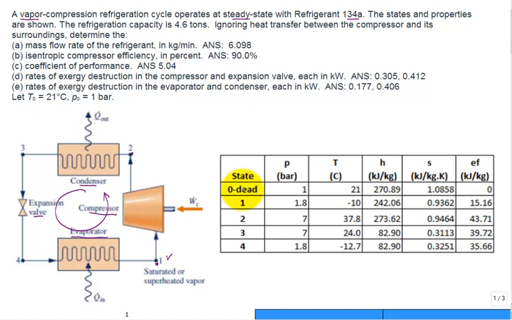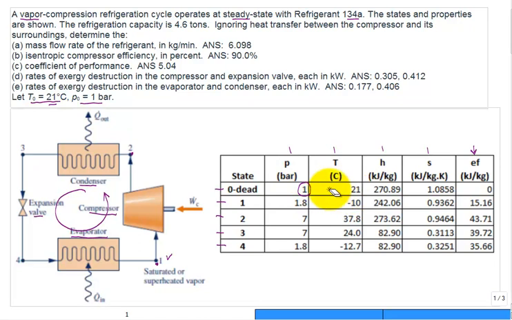And over here is a table of properties. So we have 0, the dead state, then states 1, 2, 3, and 4 shown, with the pressure, temperature, enthalpy, entropy, and flow exergy. So all the units are shown as well. The dead state temperature is 21 degrees C, so that matches. And the dead state pressure is 1 bar, and so that matches. Okay, so let's clean that up a little bit.